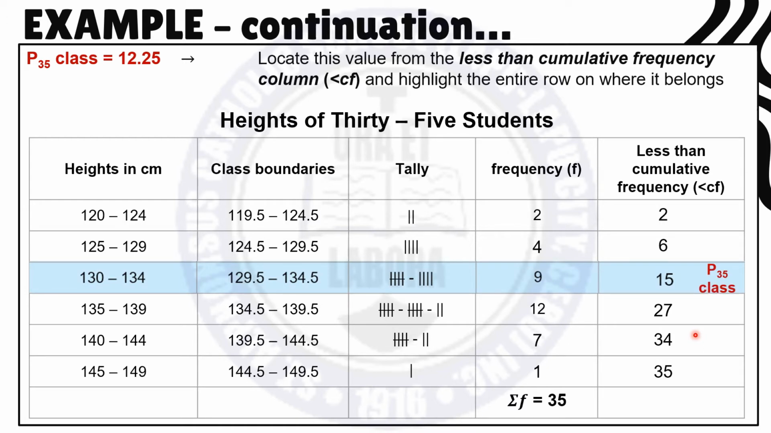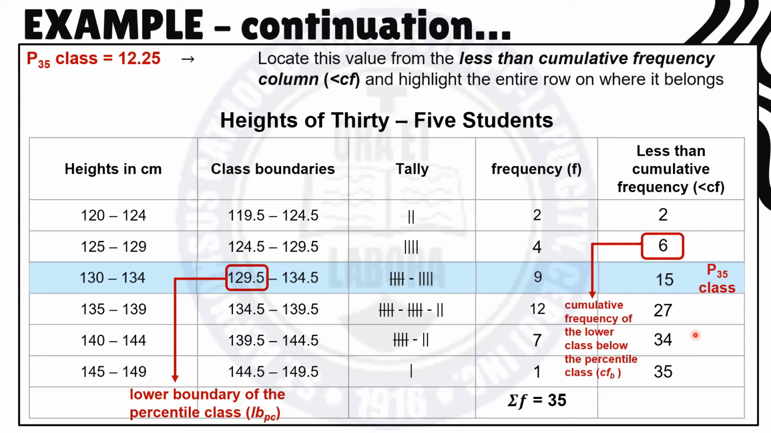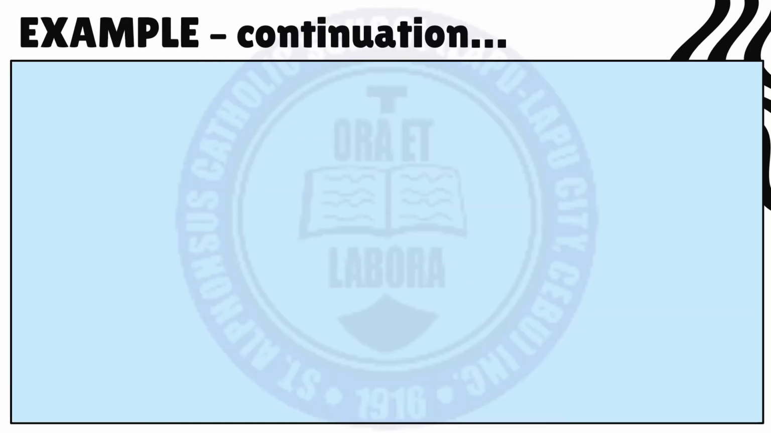Then we will now identify our lower boundary, which is 129.5. Then we also have to identify our cumulative frequency below, which is equal to 6. And then our frequency of the percentile class, which is equal to 9. We have here the different values needed to solve for P sub 35.